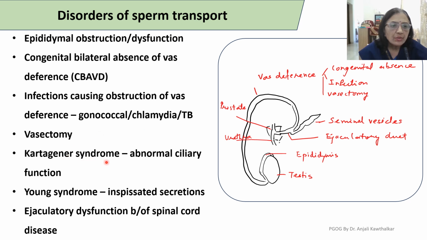In Kartagener syndrome, abnormal ciliary function is there. In Young syndrome, there are inspissated secretions and that hampers the sperm transport. Ejaculatory dysfunction can be there because of spinal cord disease, and ejaculatory duct obstruction also can hamper the sperm transport.